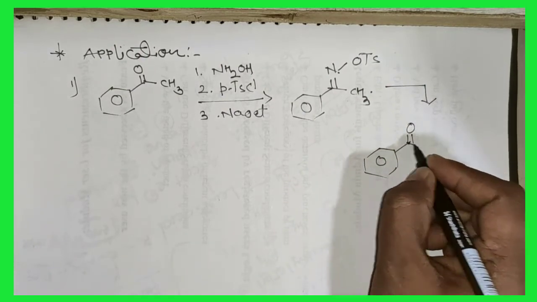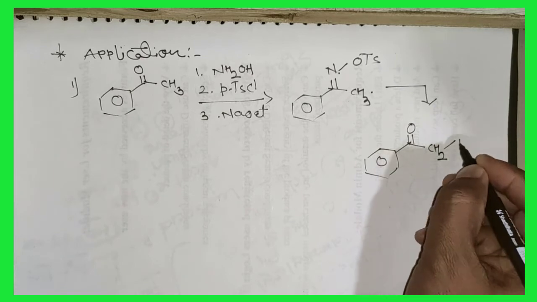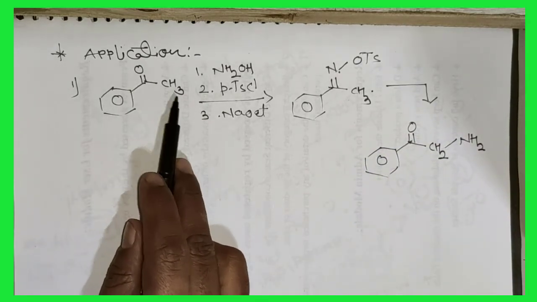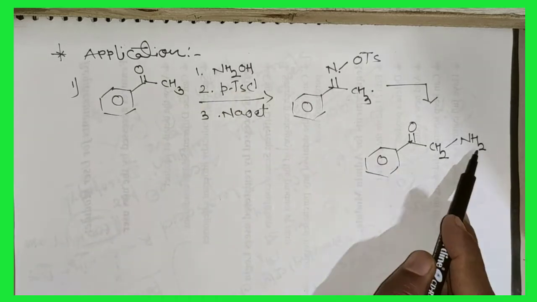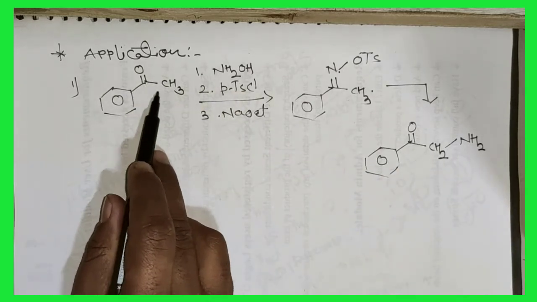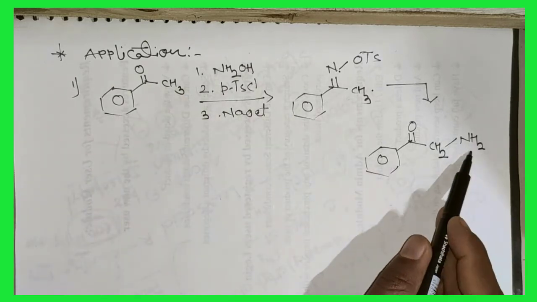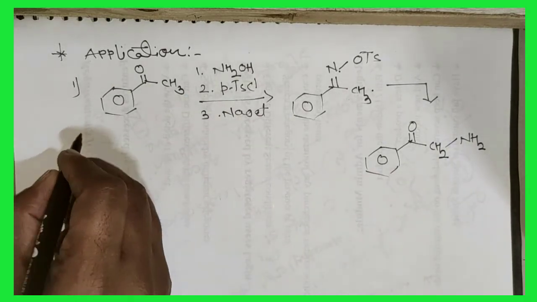here keto as it is, here CH2, and it is attached with the NH2. So in simple terms, replace the hydrogen of the alpha carbon and add NH2 in its place. Right?